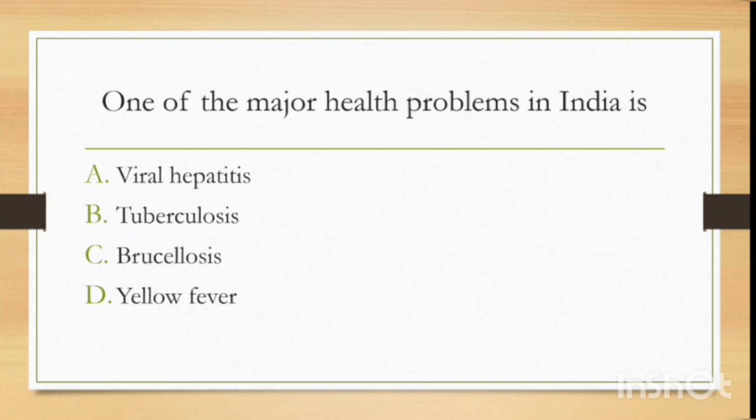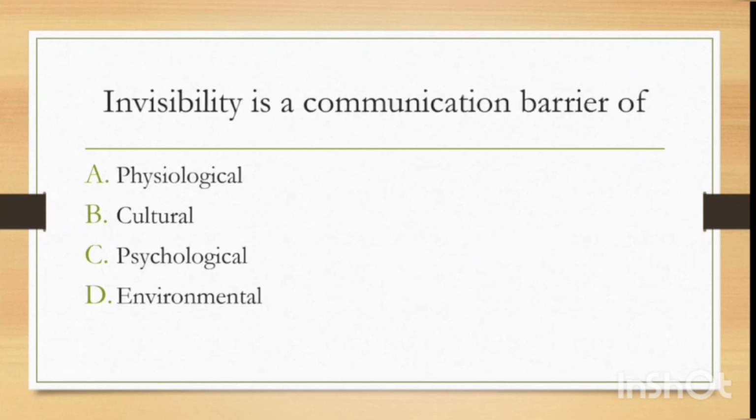One of the major health problems in India, which is very common, is tuberculosis. Now the National Tuberculosis Elimination Program, which is going on right now, previously known as the Revised National Tuberculosis Control Program, aims to reduce the tuberculosis burden by 2025. That is 5 years ahead of the Sustainable Development Goals. So the answer is tuberculosis.